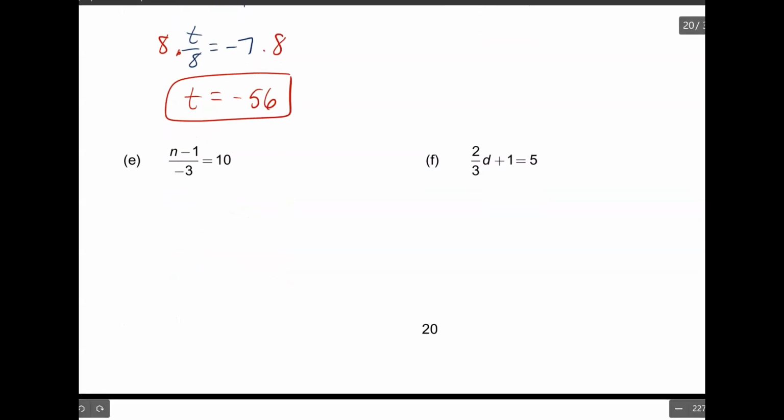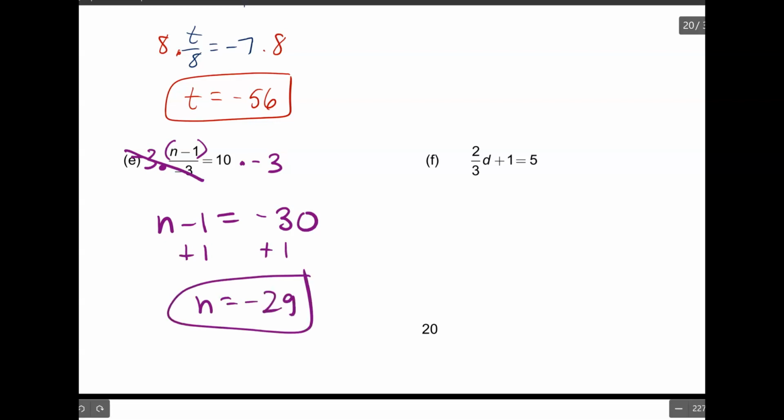Okay, so what's the first thing I should do? Add 1 to both sides. Maybe, but you see how n minus 1 is being divided by negative 3? Instead of dividing by negative 3, we want to do the inverse, which is multiply. Multiply each side by negative 3. So I have n minus 1 equals negative 30, and now I do what, Jesse? Exactly. So n equals negative 29. Cool.